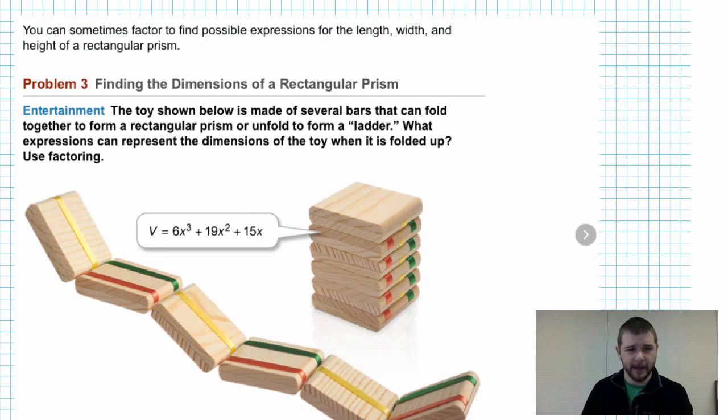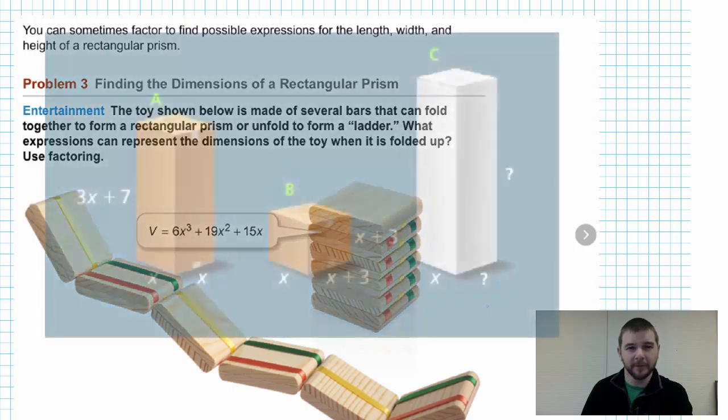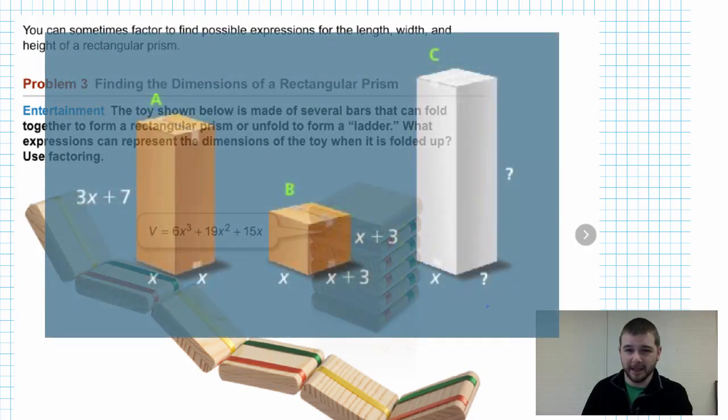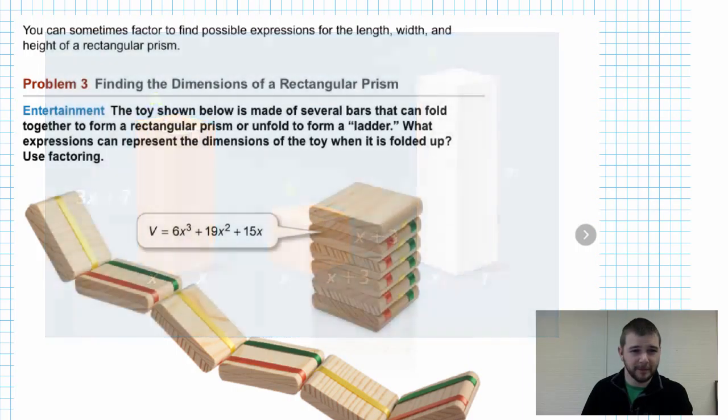Example problem 3. Finding the dimensions of a rectangular prism. This takes you back to the solve it problem we completed, it was in the first Ed puzzle video with the kind of blue background, the company with boxes A, B, and C. This is very similar. What we have here is the toy shown below is made of several bars that can fold up together to form a rectangular prism or unfold to form a ladder. What expressions can represent the dimensions of the toy when it's folded up?